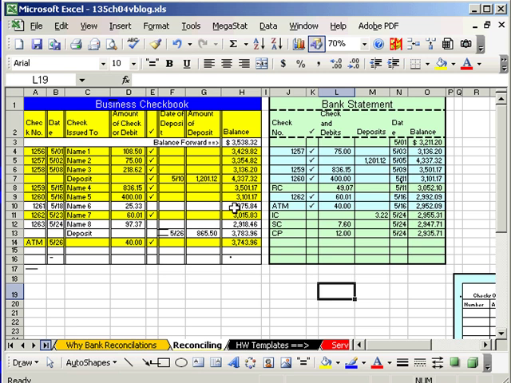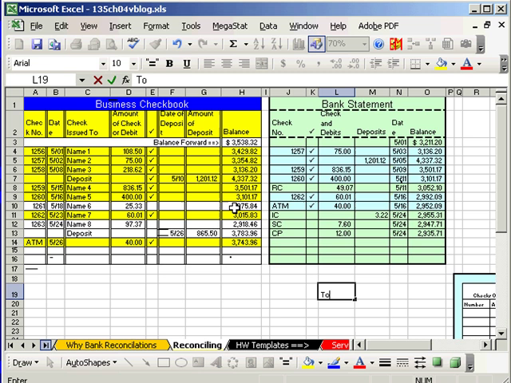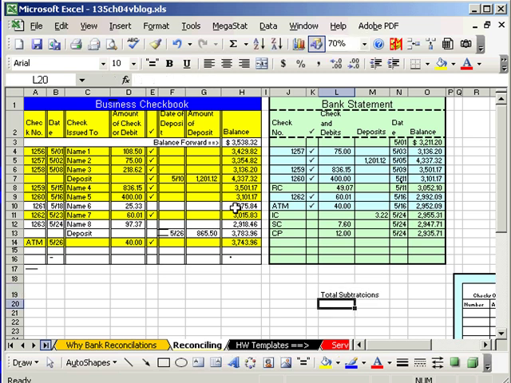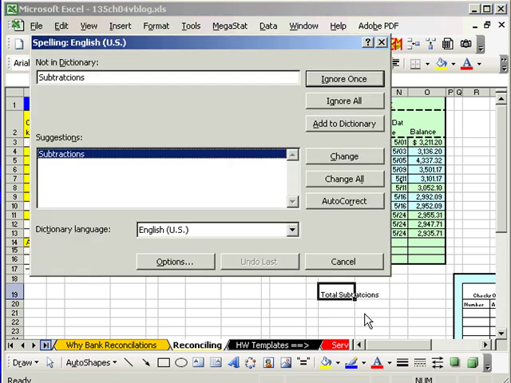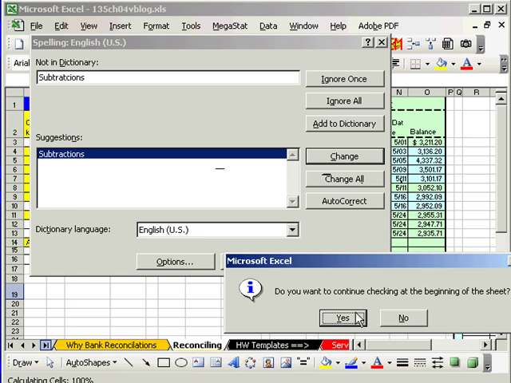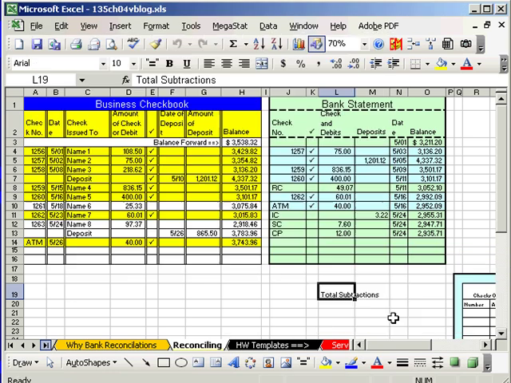I'm going to come down here and say total subtractions. Enter. I didn't spell subtractions right, I think. F7 is the keyboard shortcut for spell check. That goes back to WordPerfect in the 80s.